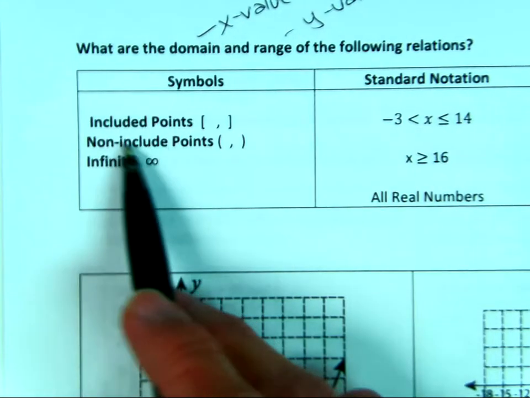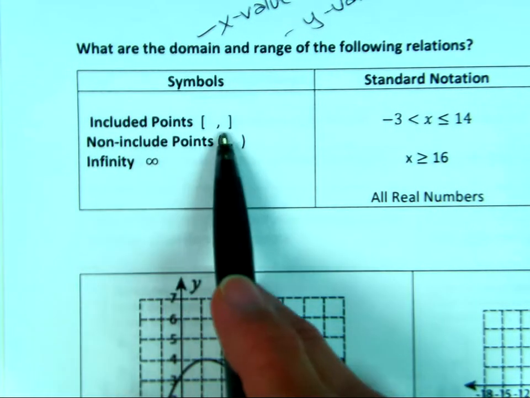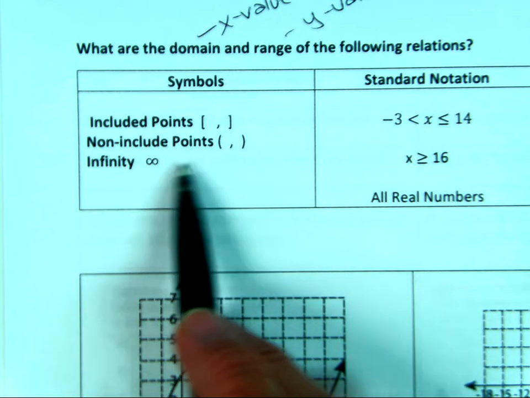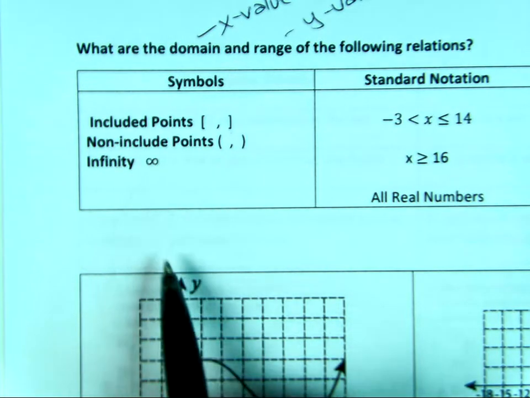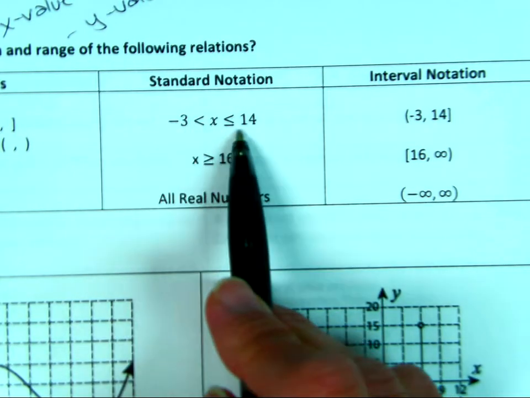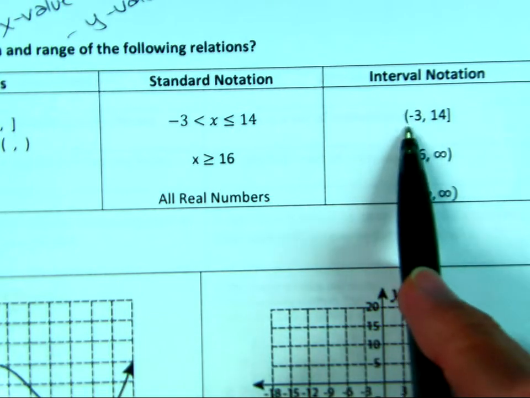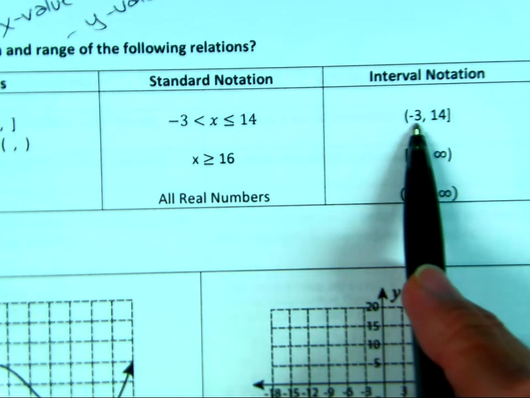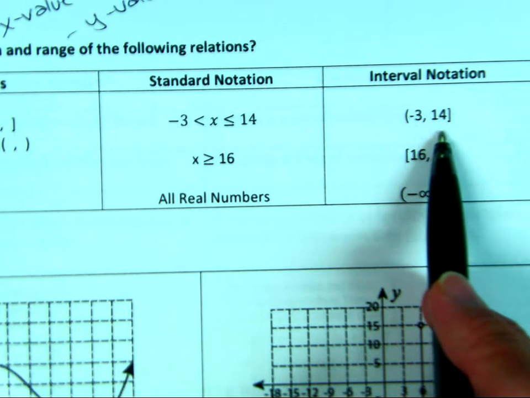So over here, I wrote that we use these square brackets when we're including the point. We write parentheses when we're not including the point. And this little symbol, this kind of sideways number 8, is the infinity symbol, and sometimes you use that. So right here, this is the same thing: all the numbers between -3 and 14, including 14. That's what this means. The parenthesis tells me -3 isn't included. The square bracket tells me 14 is included.